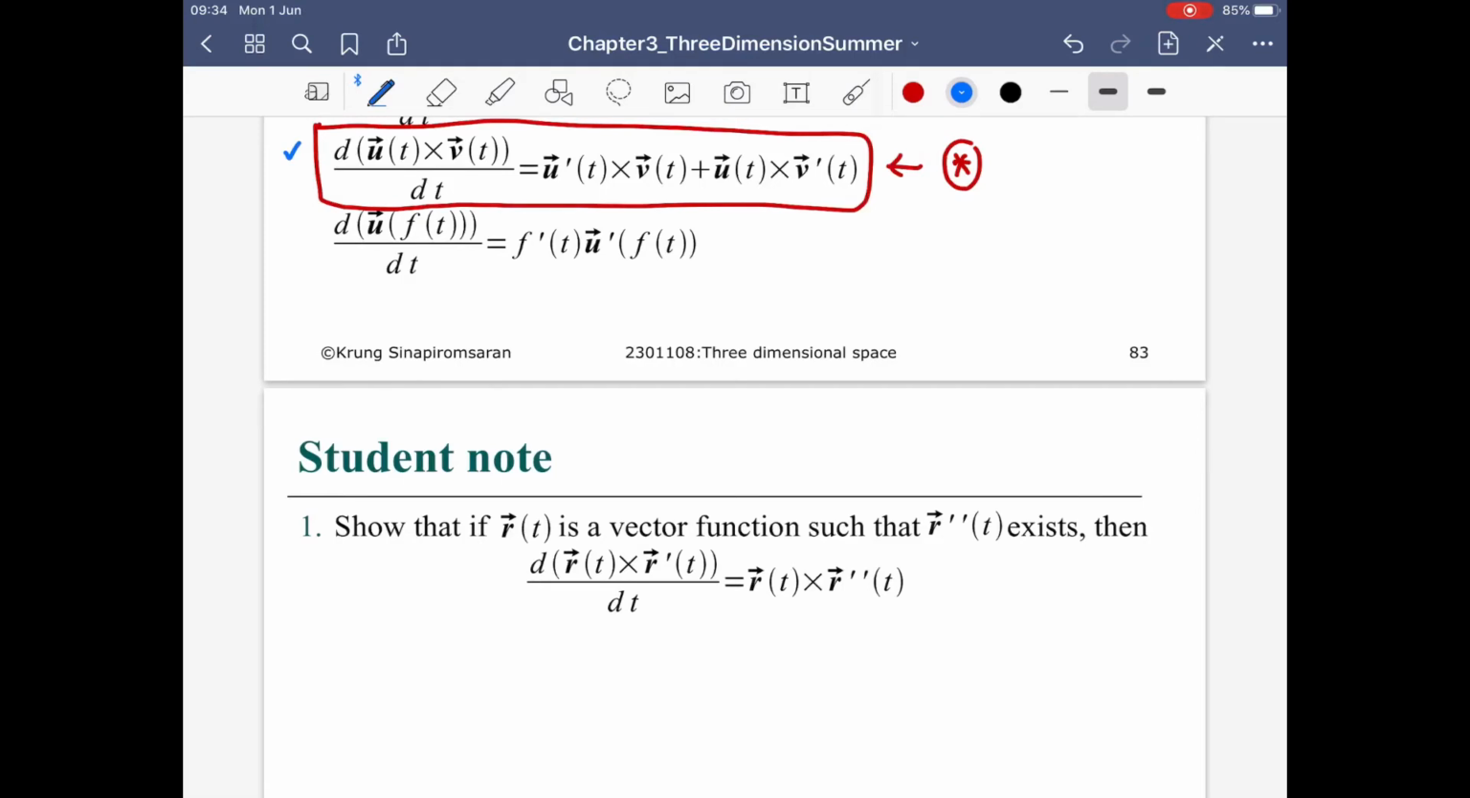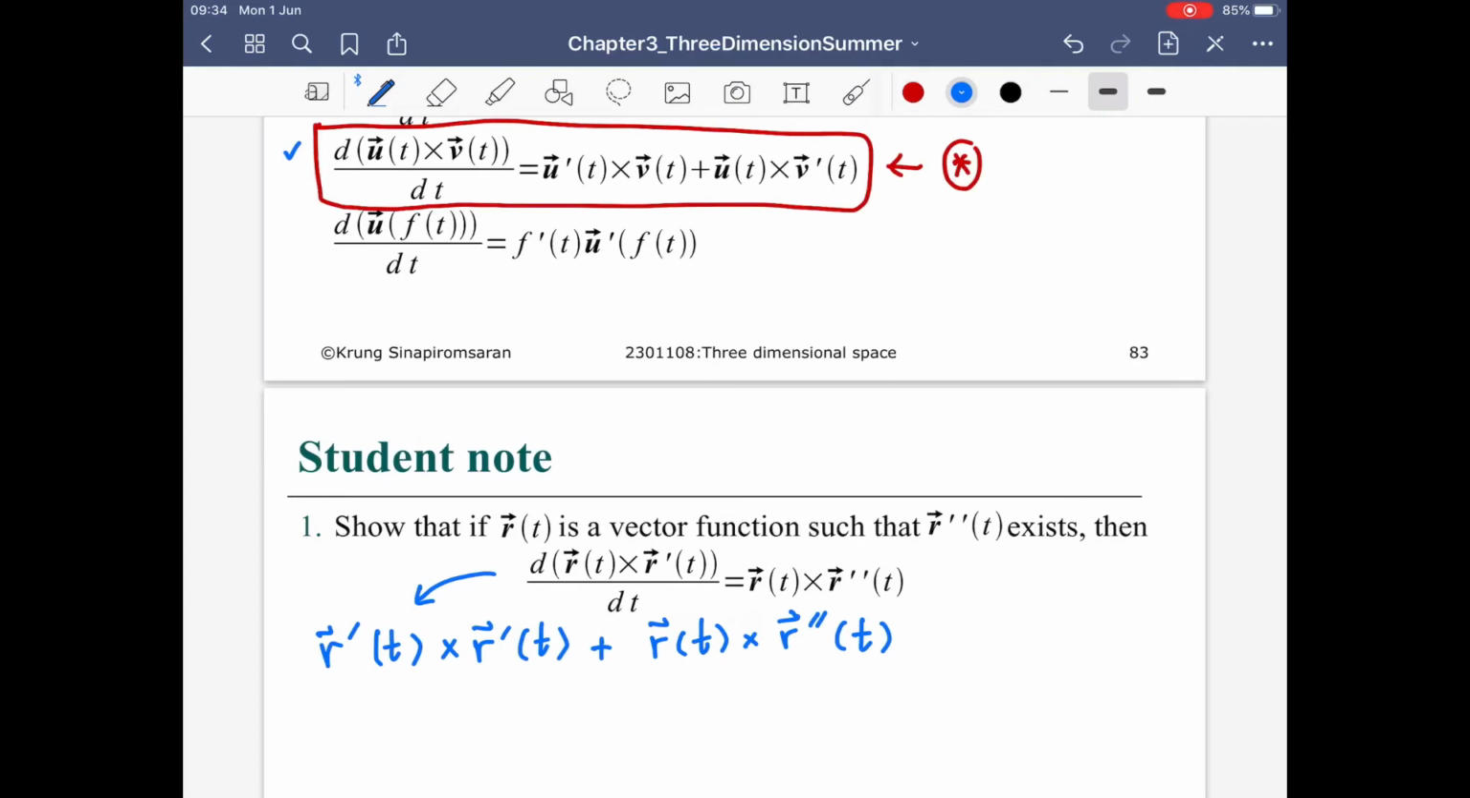So you have your first one's derivative, so this is your left hand side, cross your second one, but your second one happens to be r prime, plus your first cross your second one's derivative, so from your r prime you get r double prime. Okay, this is your left hand side.